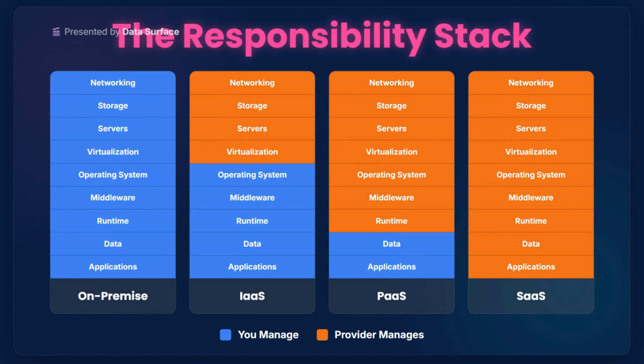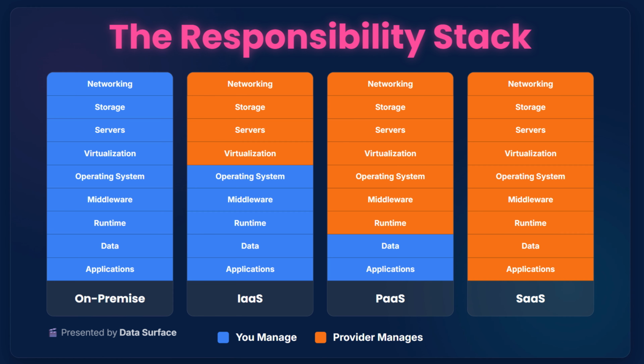So now let's see the big picture, how it looks, the responsibility chart. Whatever is highlighted in blue, you manage yourself, and whatever is highlighted in orange, the provider will manage, right? Now coming to on-premise, everything is managed by yourself. Move one step right to infrastructure as a service. The provider manages the foundation like servers and storage, while you manage your applications and data. So if you see, it's 50-50, you are sharing the responsibilities in infrastructure as a service.